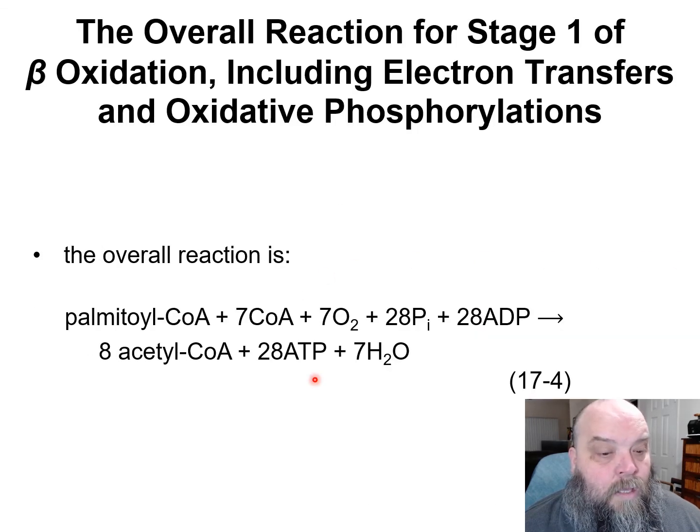So we see this here too. Palmitoyl-CoA, bunch of CoAs, oxygens, inorganic phosphates, ADP. You get 8 acetyl-CoAs, 28 ATP. This is that substrate level phosphorylation in the citric acid cycle. And a bunch of water.